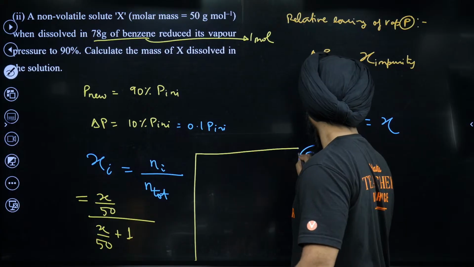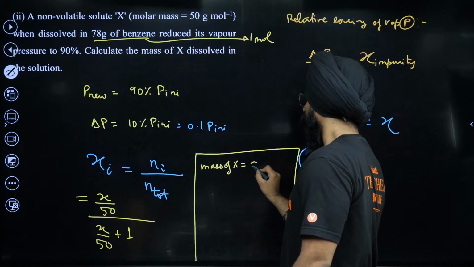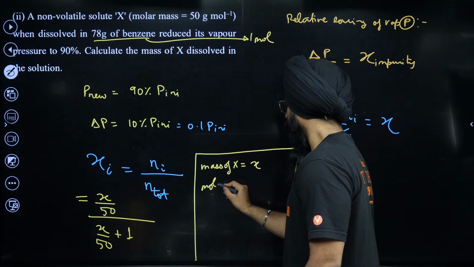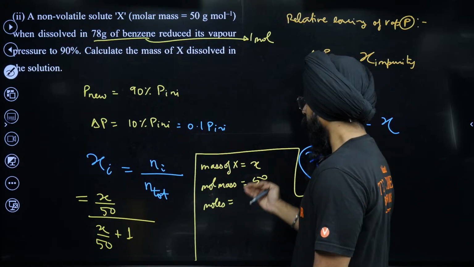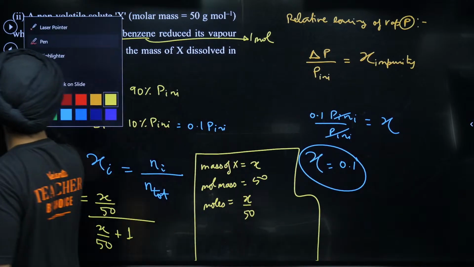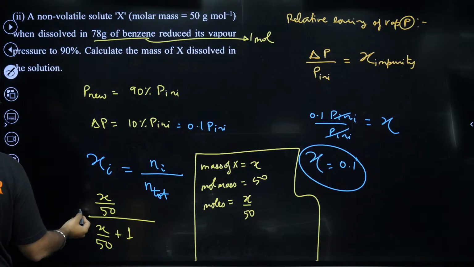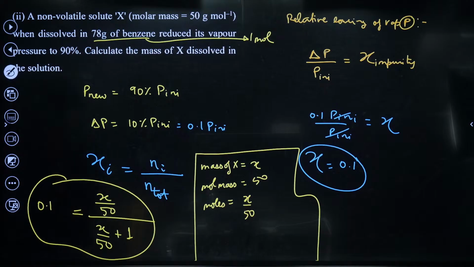So this is the moles of particle that is dissolved. How did I come to x by 50? Let me tell you. Mass of x is equal to, let's say, x. Molar mass is given as 50. So moles are equal to given weight upon molar weight, that is x by 50. So this entire thing is equal to 0.1. Now you can do the calculation. So what is the mass of X dissolved in grams?